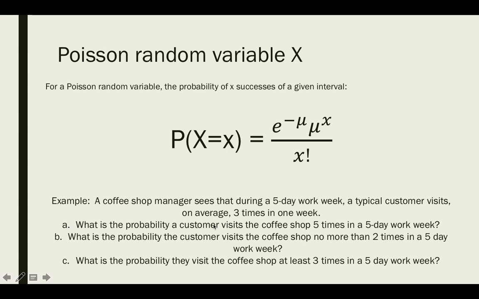The probability that a customer visits the coffee shop 5 times in a 5-day work week. Well, in this example, we know that our average is going to be 3 times per 1 week. So that means that the mu in this case that we're looking at here is going to be equal to 3. And that's true for all of these circumstances. And now the x value that we're looking at is 5 times in a 5-day work week. So what I'm going to do is plug in mu equals 3, and I'm going to plug in 5 for x.